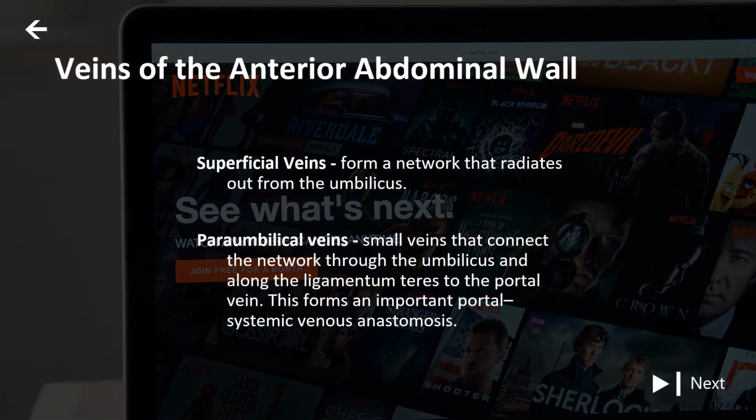The superficial veins form a network that radiates out from the umbilicus, while the paraumbilical veins form an important portal-systemic venous anastomosis.